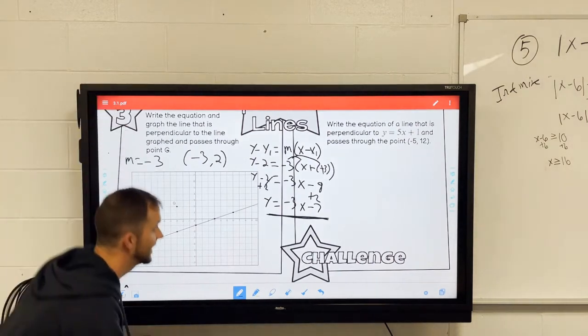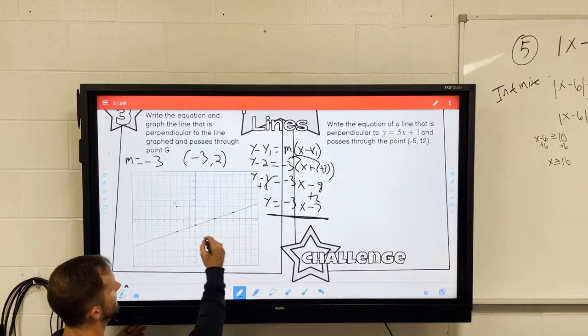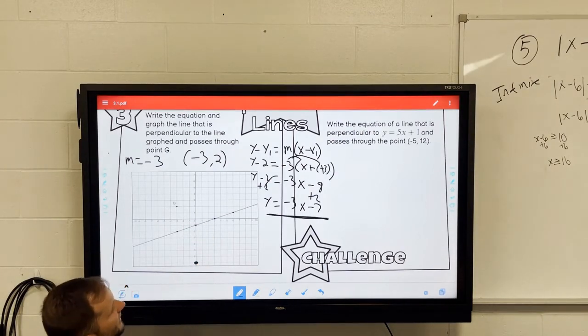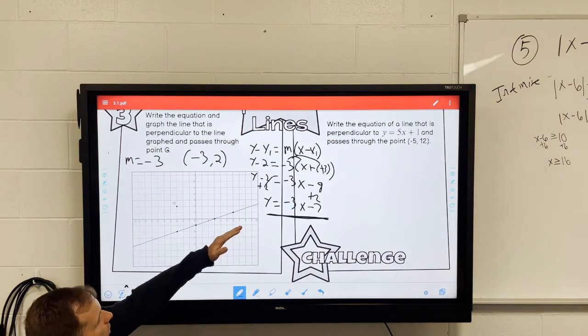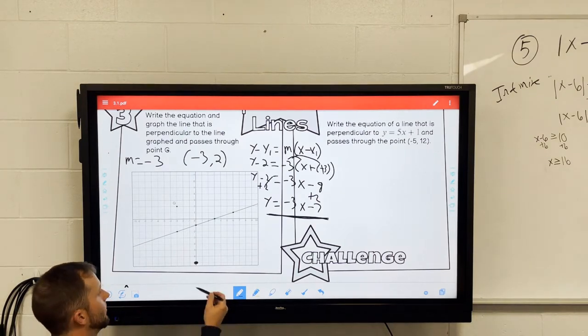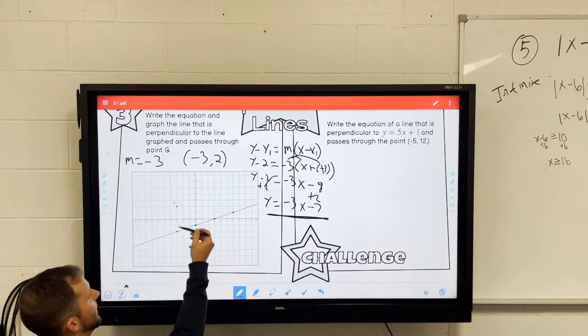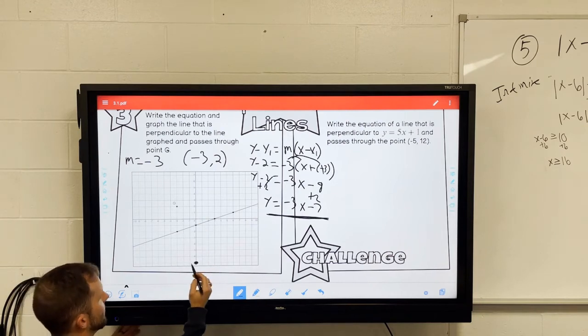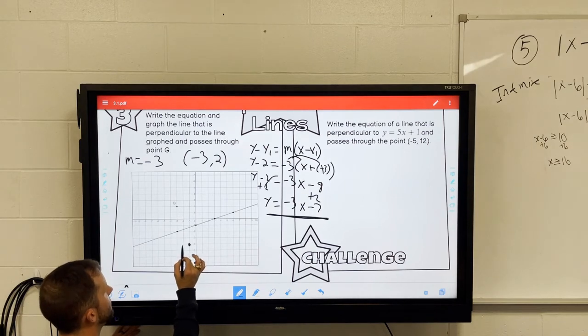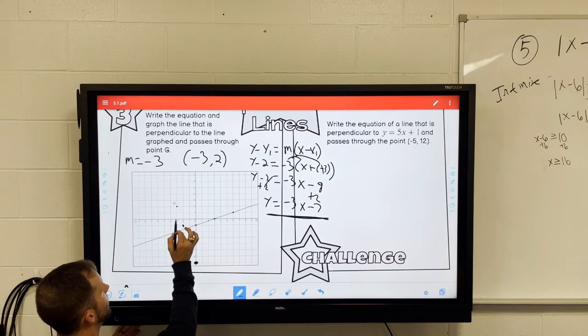Okay, so with that being said, my y-intercept is -7, so I'm going to go all the way down to -7. And then it looks like -3 over 1, so that means I'm going down 3 over 1. Or I could flip it. I'm going left 1, up 3, left 1, up 3. So left 1, up 3, 1, 2, 3, point. Left 1, up 3, point.